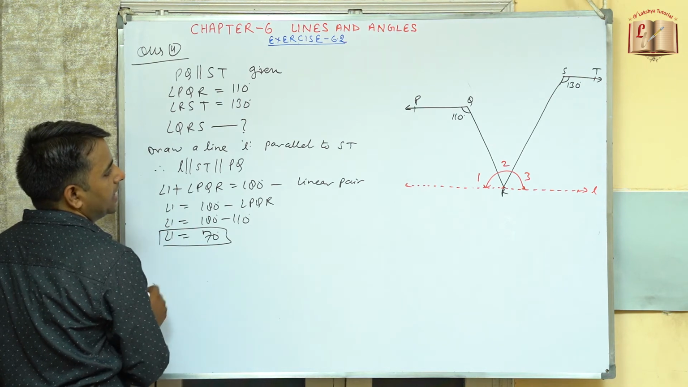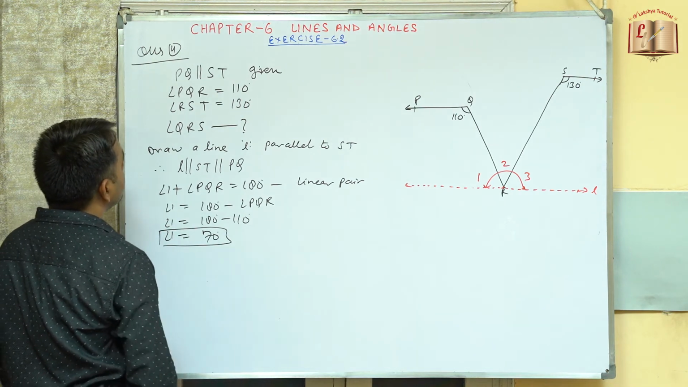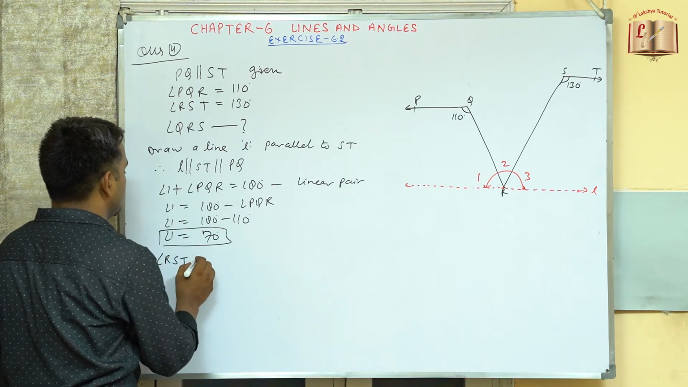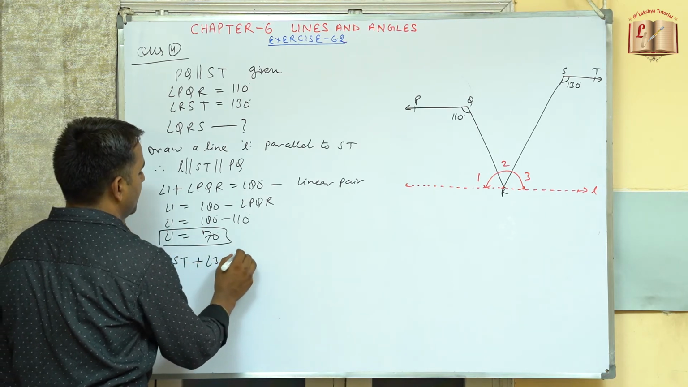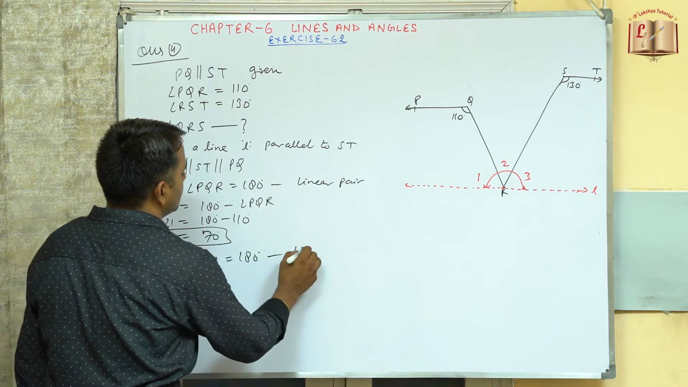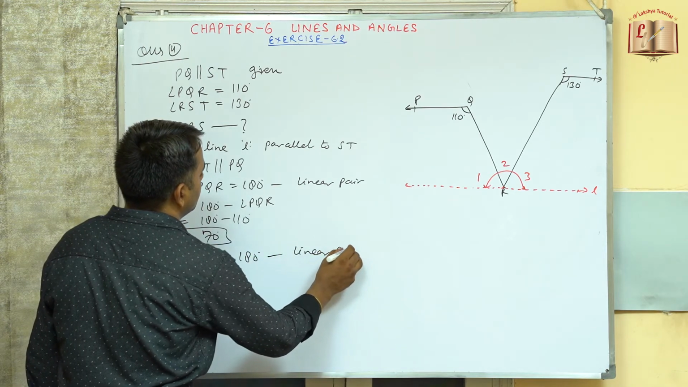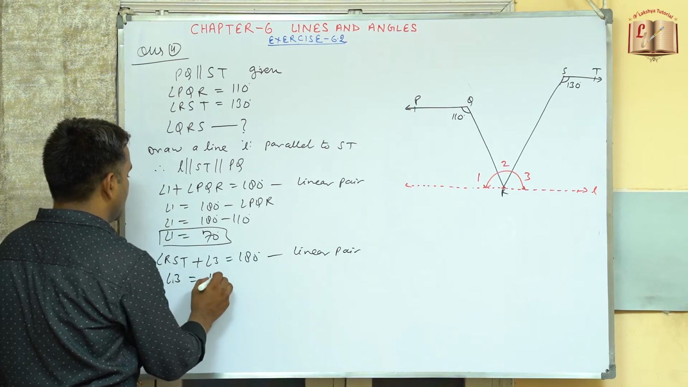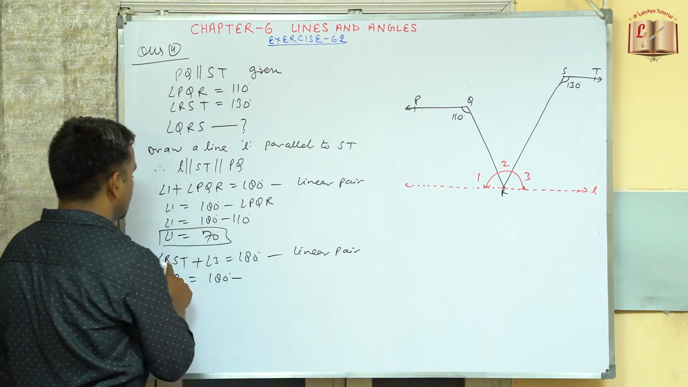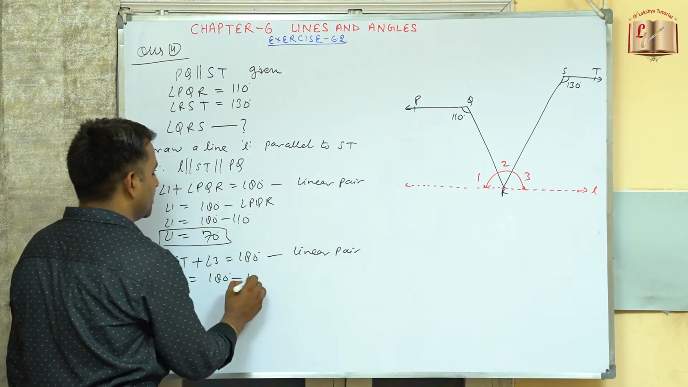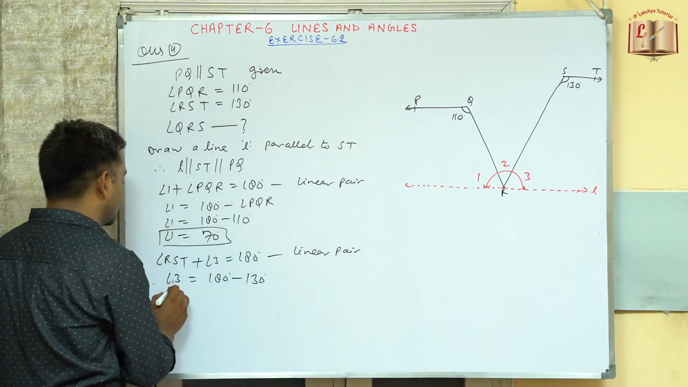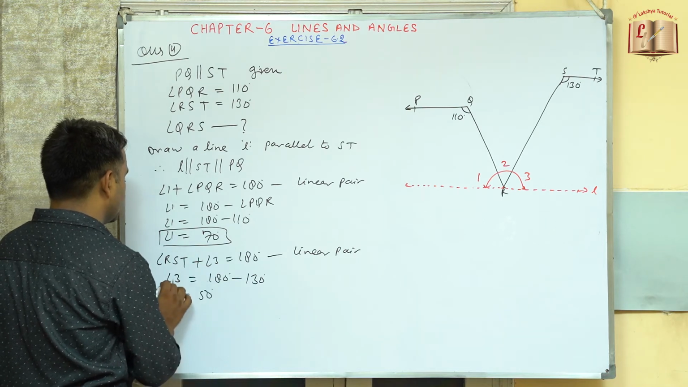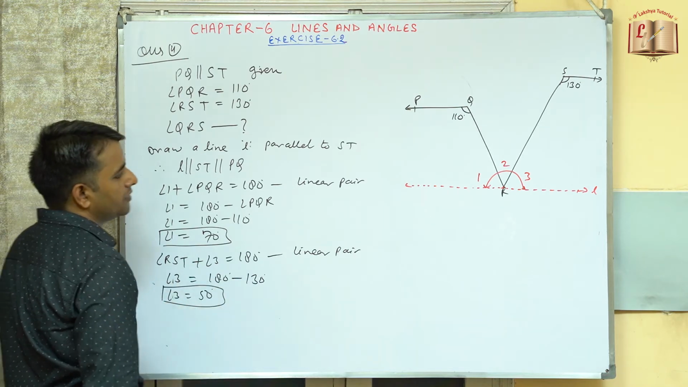So angle TSR or angle RST plus angle 3 will be equal to 180 degree. So this is again a linear pair. So from here we can find angle 3 as 180 degree minus angle RST. So RST is given as 130 degree. So we put 130 degree. So we got angle 3 as 50 degree.